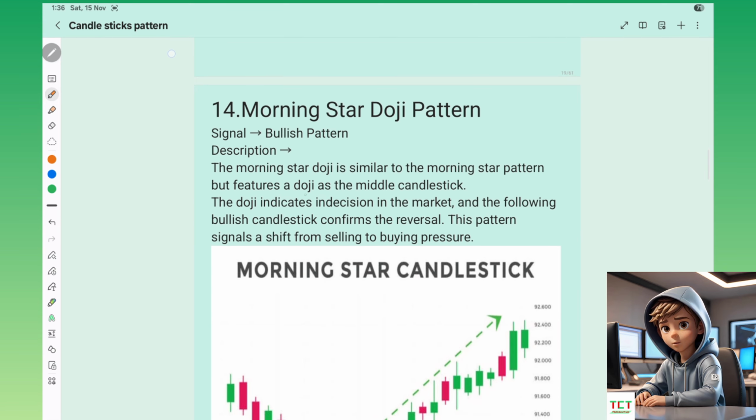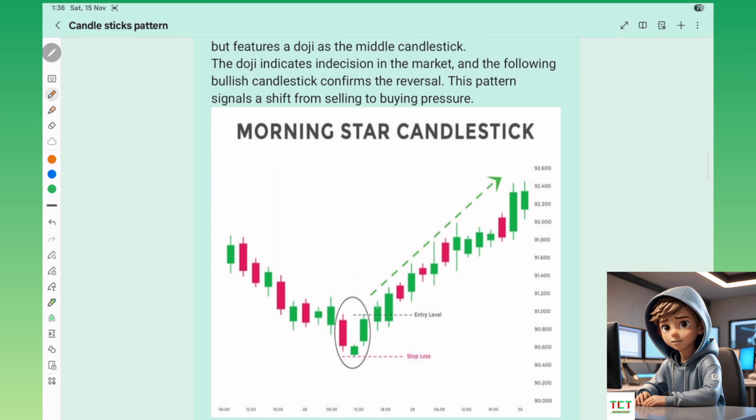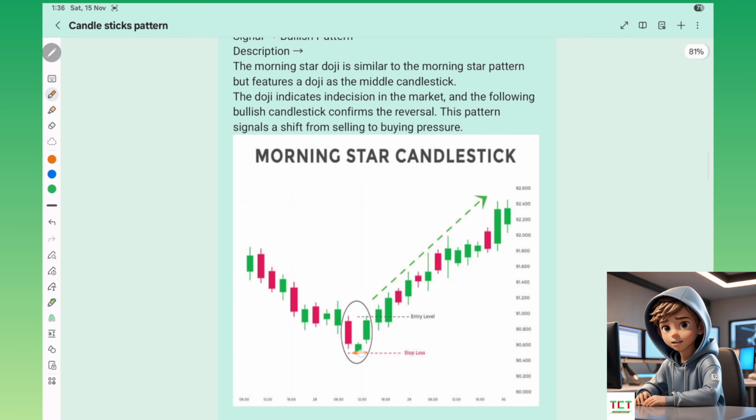Now let's learn about the morning star doji pattern. This is very similar to the morning star pattern we learned earlier, but with one important difference. The middle candle is a doji. This is also a 3-candlestick pattern, and it's considered even more powerful than the regular morning star. Let me explain how it forms.